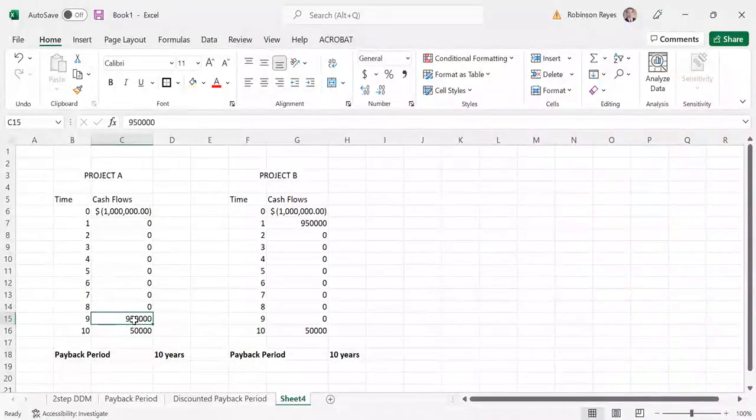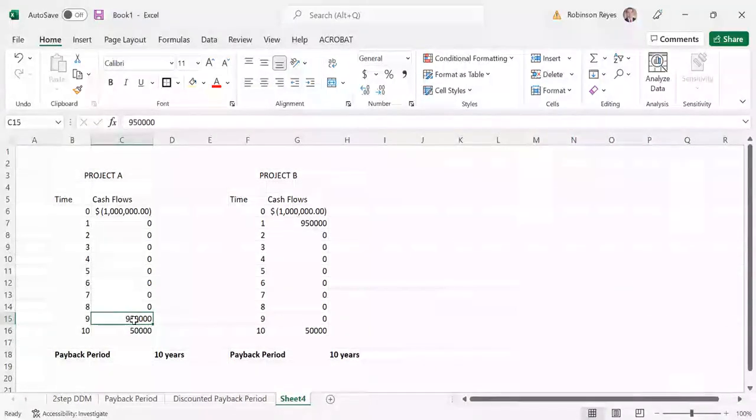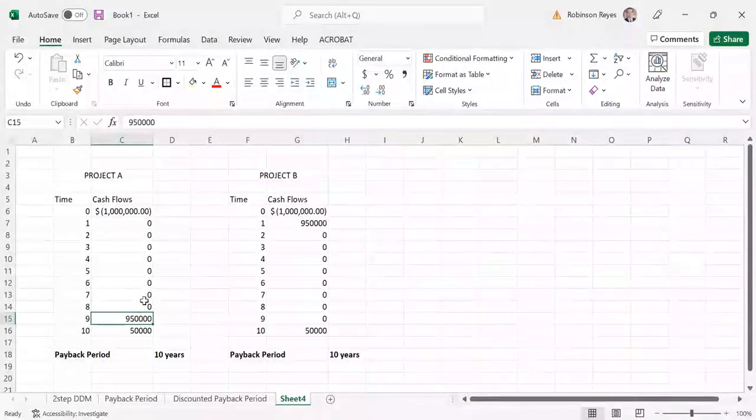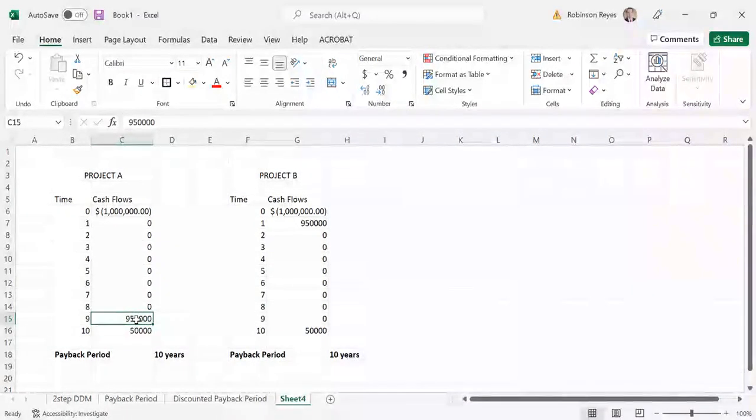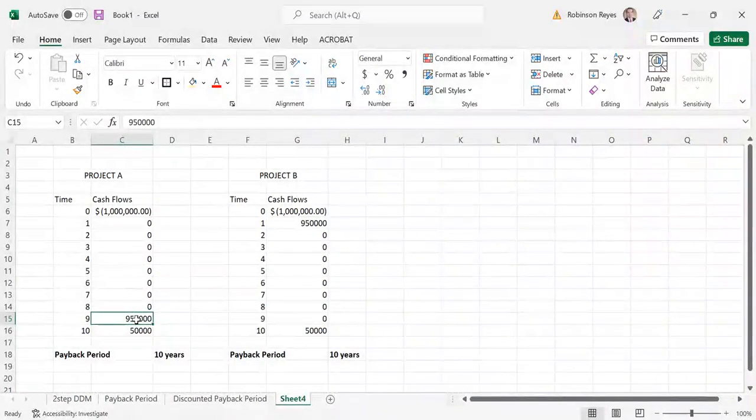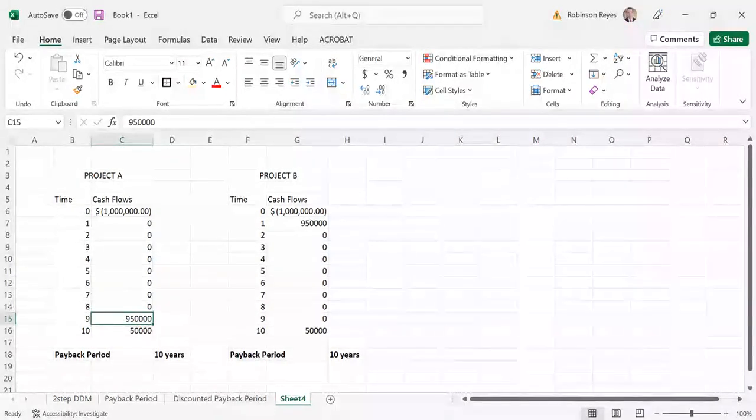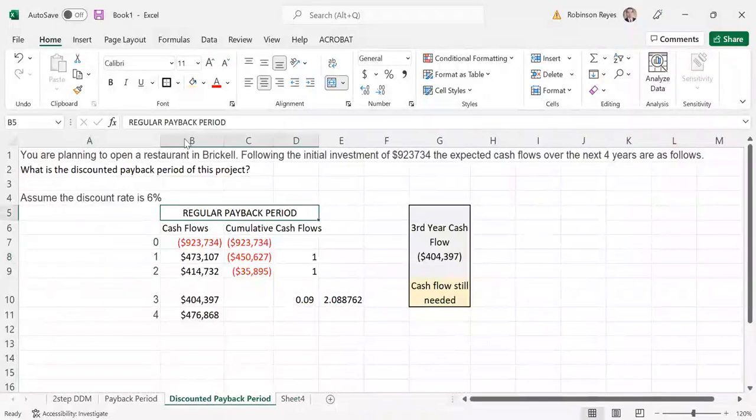So this will be a much lower value, because intuitively we will apply a big penalty to the 950,000 that we are getting in 9 years from now. Those will not represent $950,000 to us. It will represent a much lower value because it's happening so late in time. So this is the second approach.